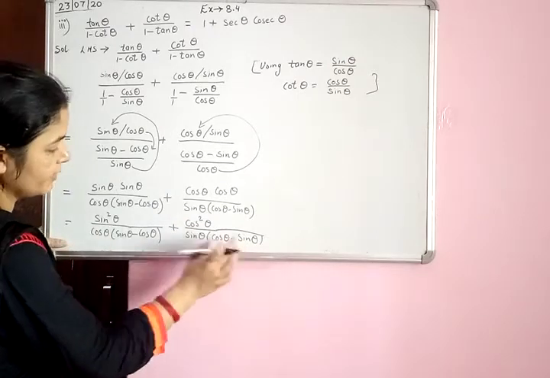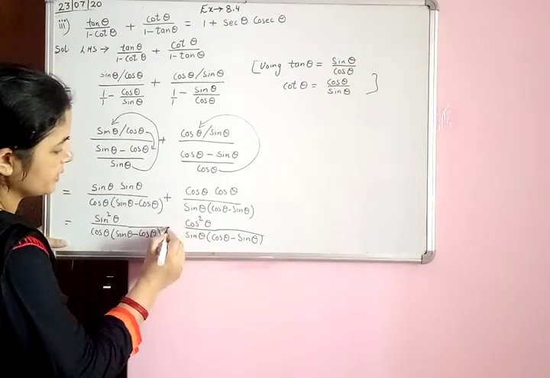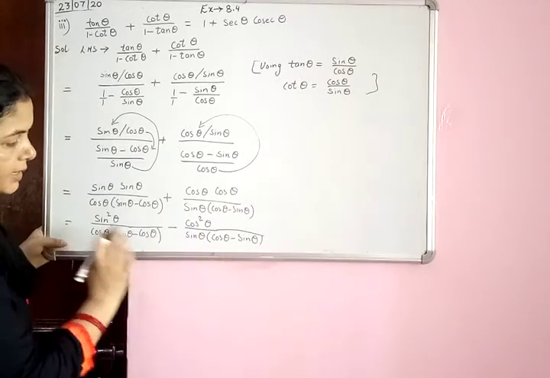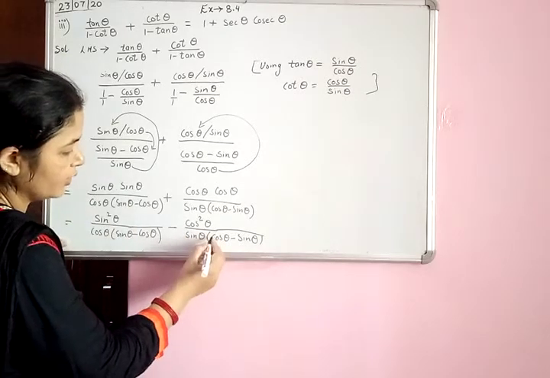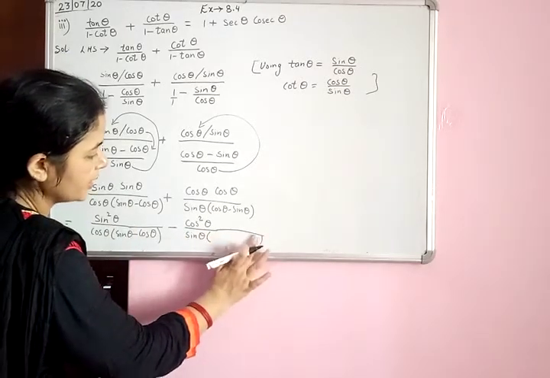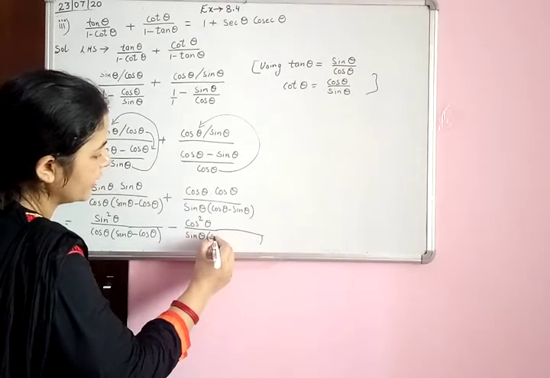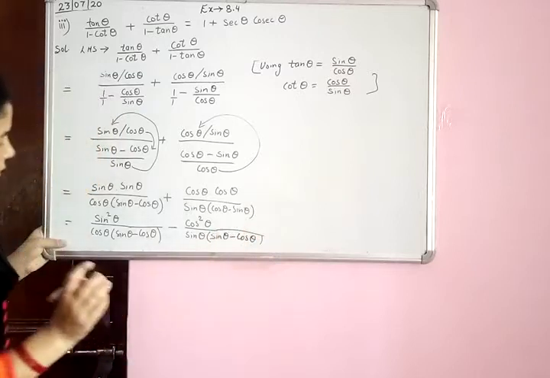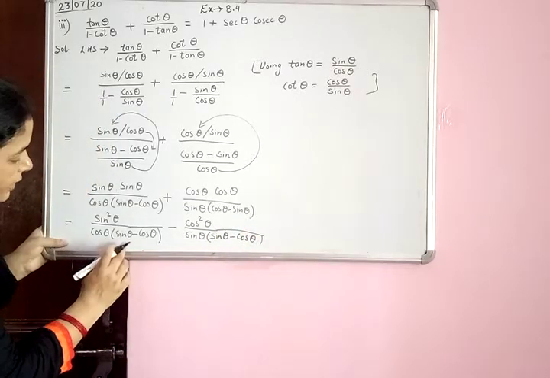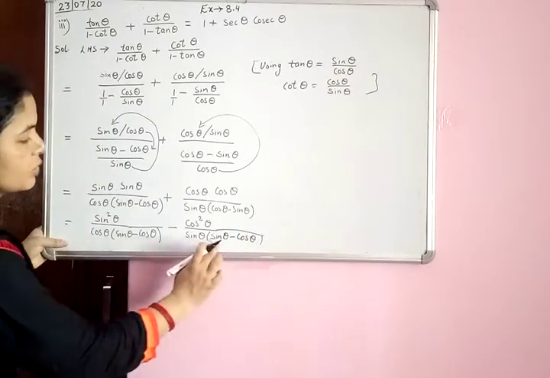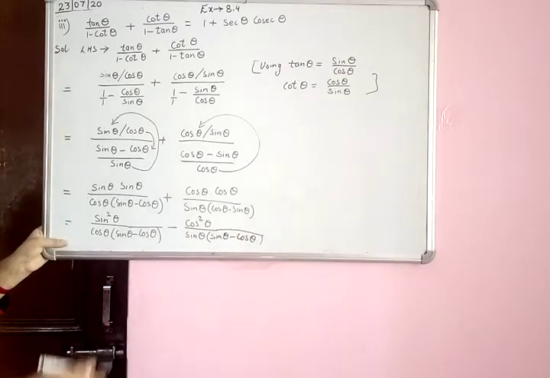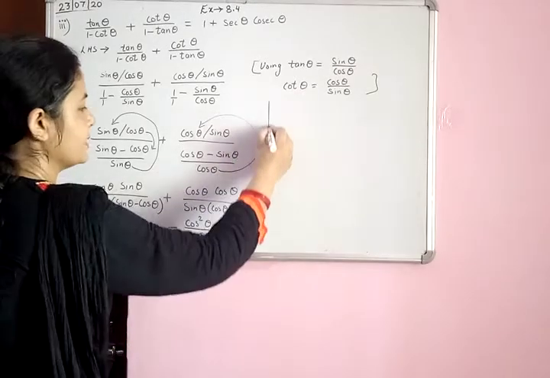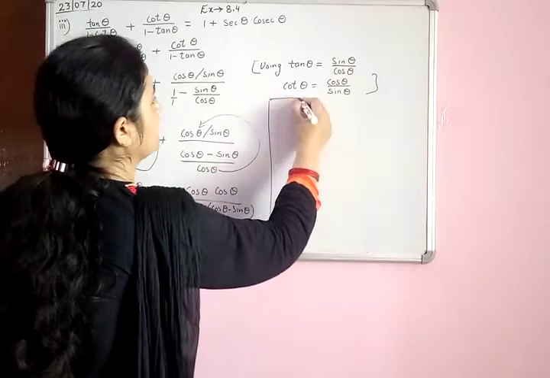If you take negative sign common, then plus will convert into minus, plus cos theta will convert into minus cos theta, and minus sine theta will convert into plus sine theta. So I can write it as sine theta minus cos theta. Now this I have changed so that this term sine theta minus cos theta will be same, because I am going to take LCM once again.